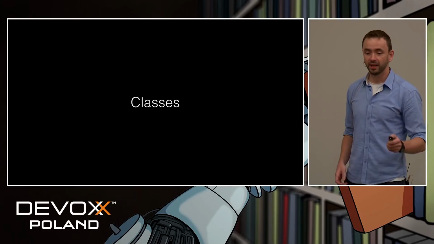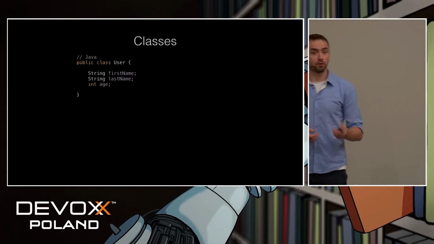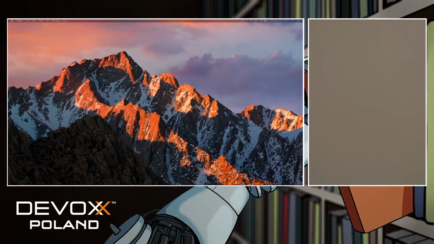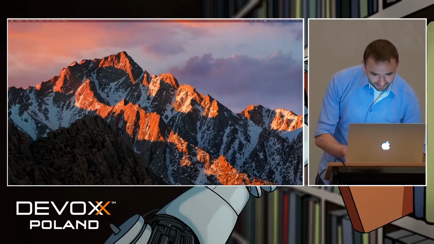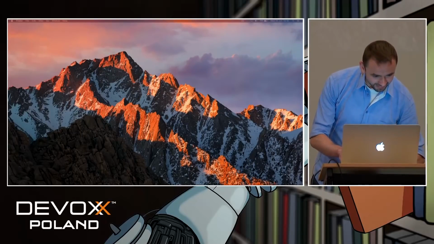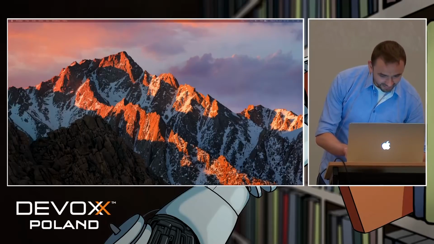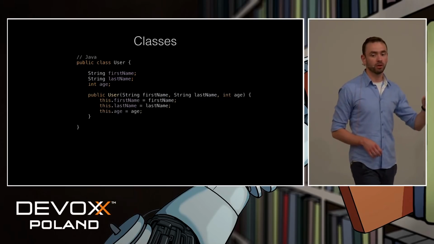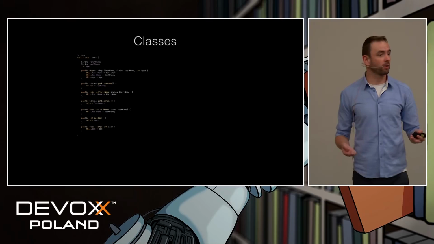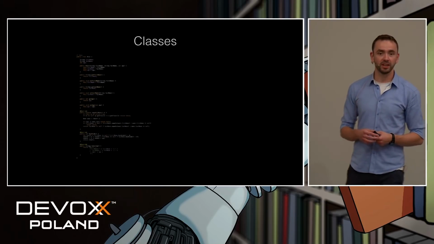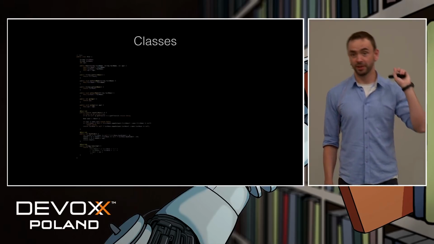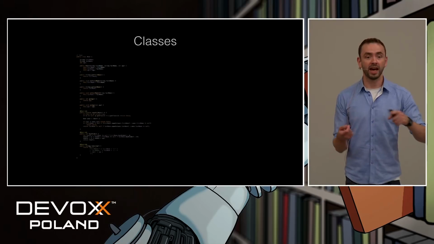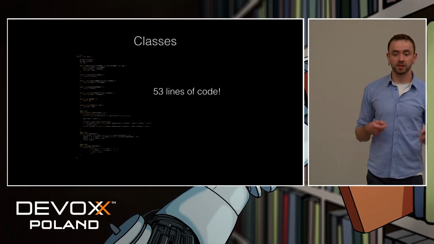Okay, let's talk about classes. A simple user class in Java with 3 fields, a constructor, and a crash. Yep. A simple user class with 3 fields, a constructor. Fields should be private, and they should have public getters and setters. And if we want to use it inside of any collection, we have to also override hash code and equals, and maybe put toString to make debugging easier, right? This gives us over 50 lines of code.